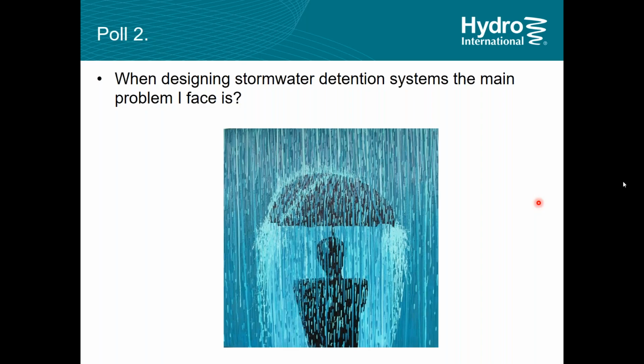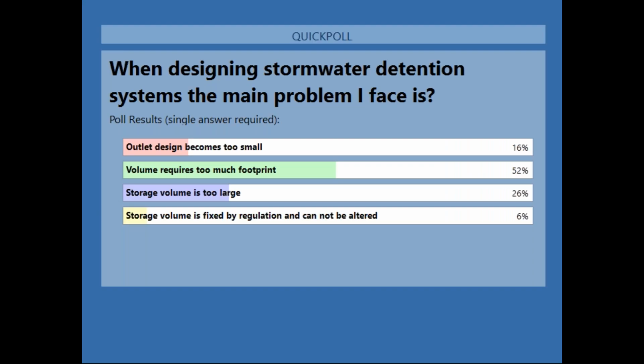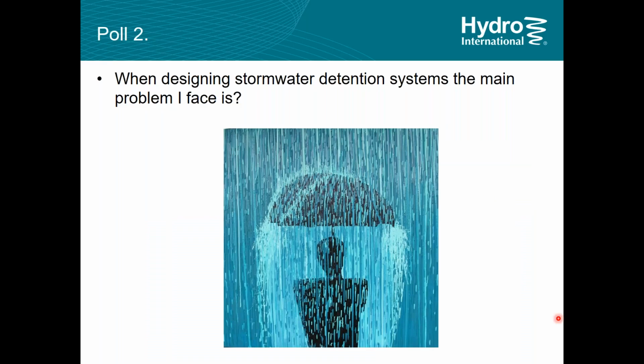Okay, that's an interesting poll. I'll just share the results with you. Now, it's quite a strong result there for footprint. That footprint is a big problem. Now, that's interesting because footprint is a function of the outlet control, and I'll go into that. As soon as this presentation lets me move to the next slide.